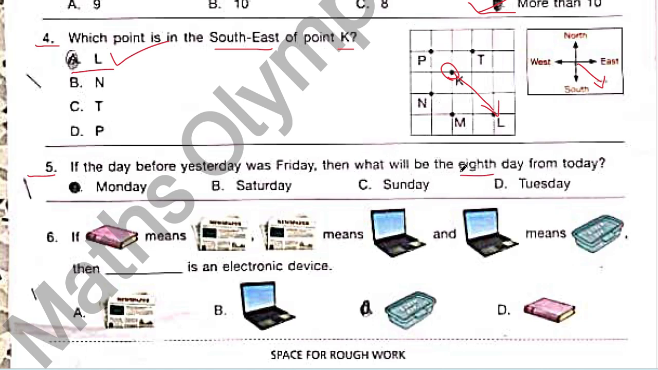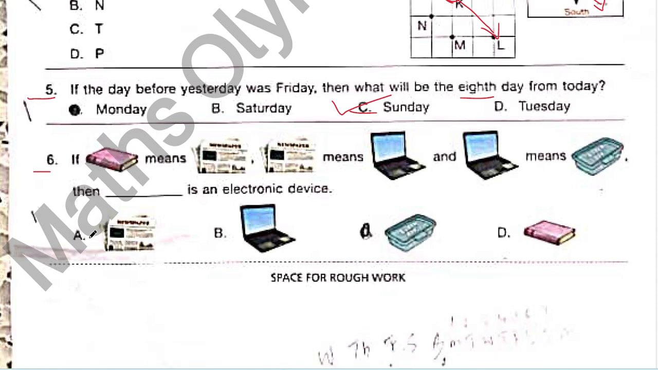Then question 5 is if the day before yesterday was Friday, then what will be the 8th day from today? So the question is day before yesterday was Friday. This means yesterday was Saturday, today is Sunday, and we need to find the 8th day from today. If today is Sunday, this means 8th day from today will also be Sunday. So this means C.